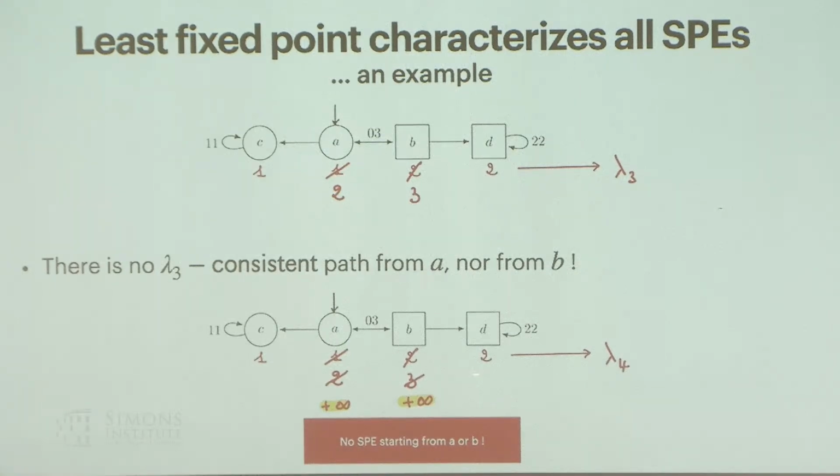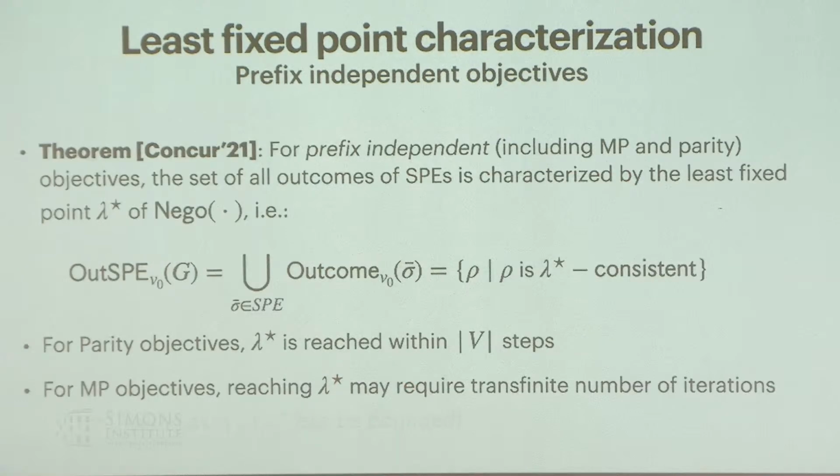And this reflects the fact that in this simple mean payoff game, there is no SPE. Okay, so that's an example that was known before. But we can prove, by computing the negotiation function on this one, that it does not have any SPE. Because now there is no path, obviously, in the mean payoff game that would assign plus infinity to the players.